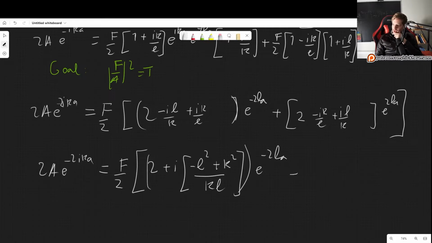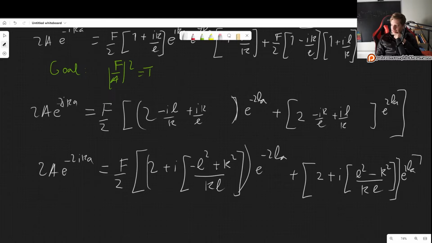Then we have this part where we get 2, and now we can factor out i as well. And we get L squared minus K squared, and all of this divided by KL, and all of this multiplied by e to the 2La.